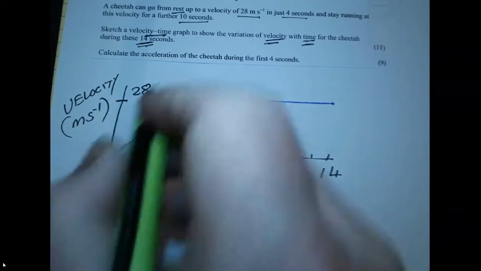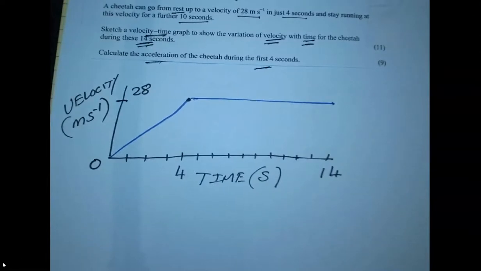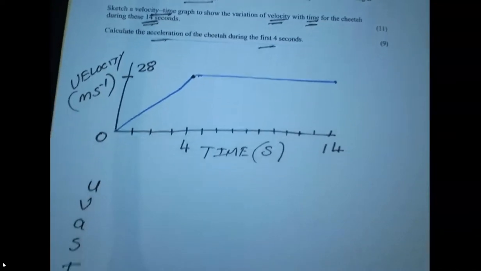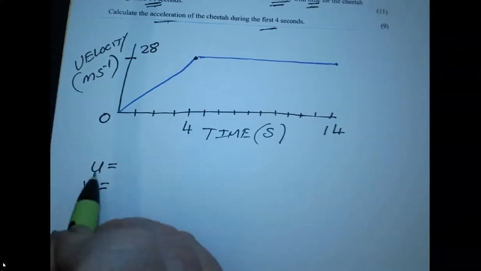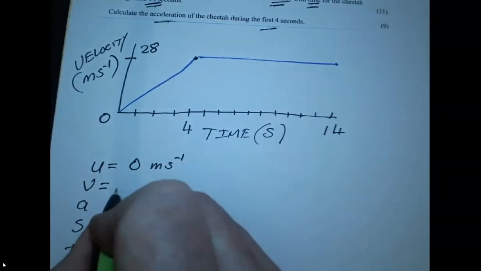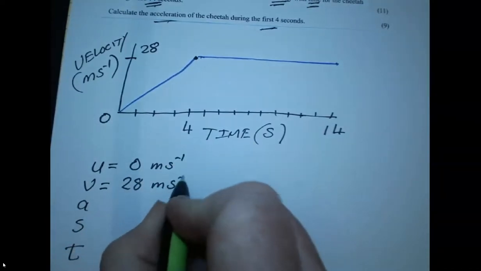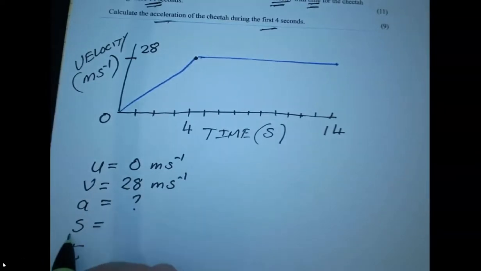Okay. The next part is interesting. Calculate the acceleration of the cheetah during the first 4 seconds. Now, this is where I write down everything I know: u, v, a, s, t. Write down everything we know. Well, we said the cheetah starts from rest, so its initial velocity is 0 meters per second. It goes up to a final velocity of 28 meters per second. We were told that in the question, and we're asked to find the acceleration. The distance it travels, we don't know and we're not asked about, and we're told the time is 4 seconds.